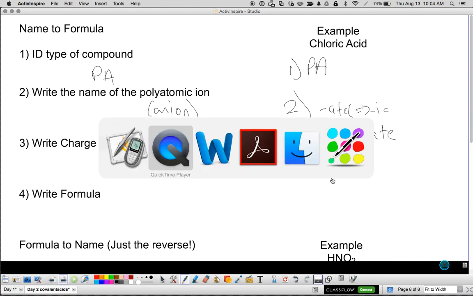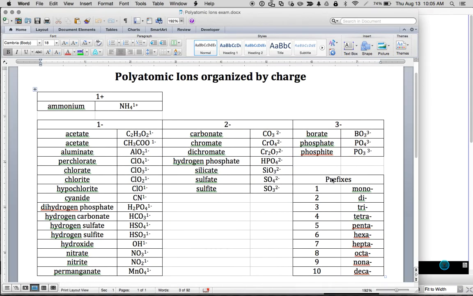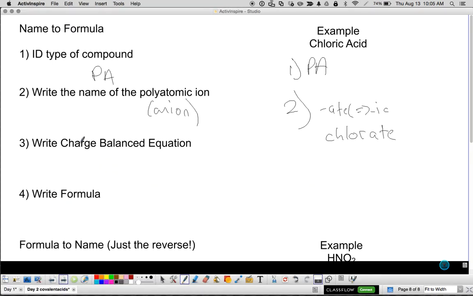So now I go to my polyatomic ion chart. I find chlorate, and I write the charge balance equation. Chlorate is ClO3 minus. Now, you'll notice that the cation's never named in here. Well, this is an acid. Acids always have H plus as the cation. So now I can write the formula. This is charge balanced as it is. So this is just HClO3.